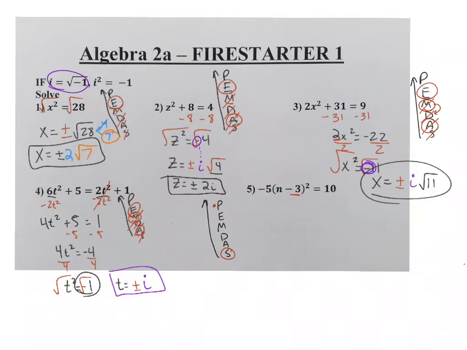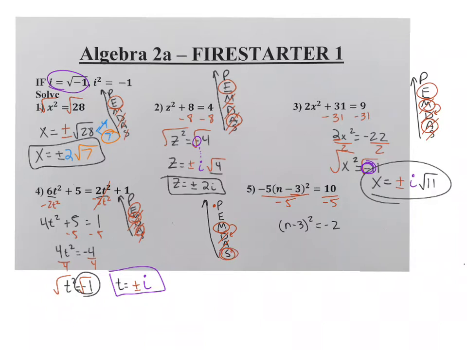The third most common mistake is somebody's going to add 3 to both sides. Do not do that. There is no addition. There's no division. There's multiplication. And I teach you to get rid of multiplication by division, which is why I divide both sides by -5 first. So I end up with n minus 3 squared equals -2.